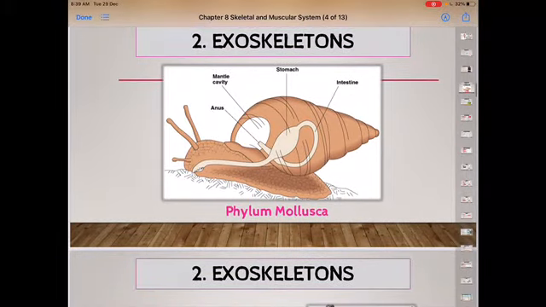Okay, so this is the image of the mollusk, which is a snail. That calcium carbonate actually comes from the mantle. So this is the mantle. So the mantle will produce the calcium carbonate.